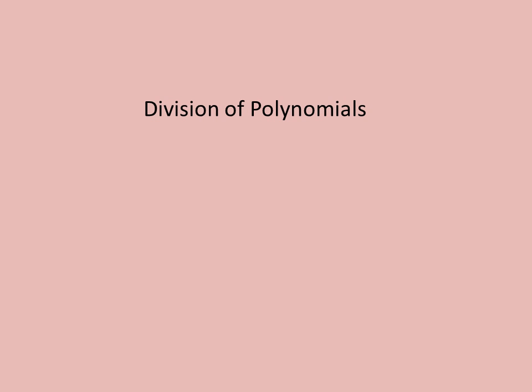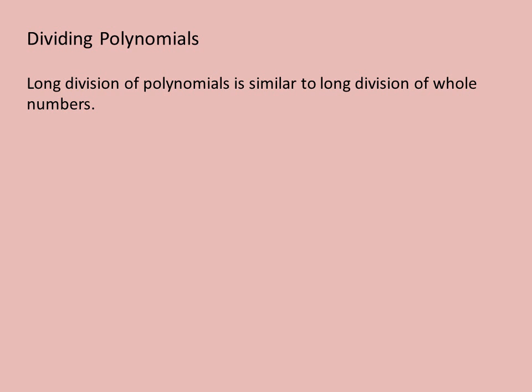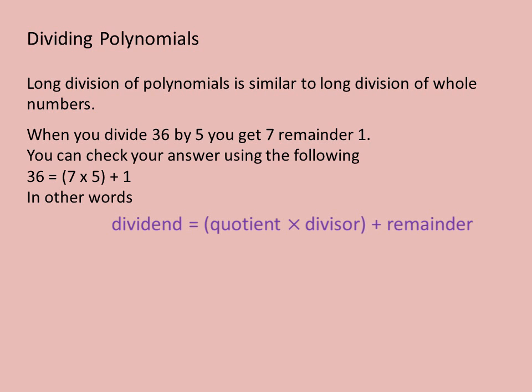Hi, welcome to the lesson on division of polynomials. Long division of polynomials is similar to long division of whole numbers. Let's take the example of when you divide 36 by 5. You get 7, remainder 1.